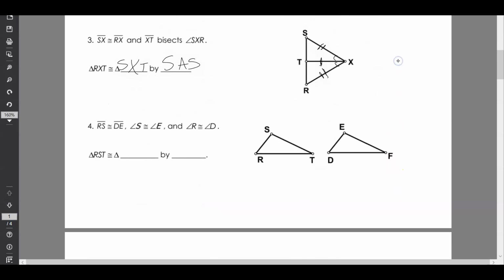That's side, angle, side. It says RS is congruent to DE. Angle S is congruent to angle E. Angle R is congruent to angle D. So triangle RST matches triangle DEF by, and if you look at it, you have arc, tick mark, arc, which is angle, side, angle. All right.